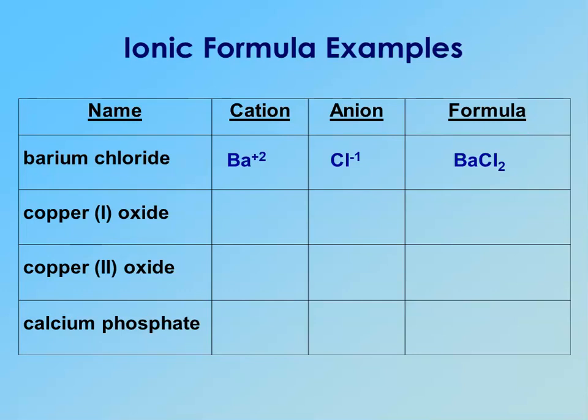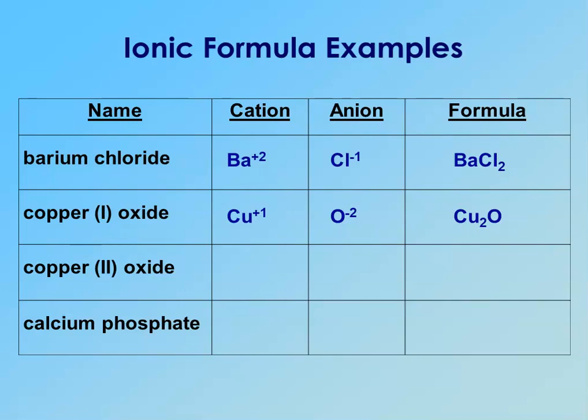With copper(I) oxide, copper is a transition metal. It is not one of the exceptions, so it does need Roman numerals. The I is telling me that this copper has a charge of +1. Oxide comes from oxygen, which is in group 16. It has a charge of -2. So to balance this formula out, I would actually need 2 of the coppers as opposed to 2 of the oxygens to balance out the -2 of O.